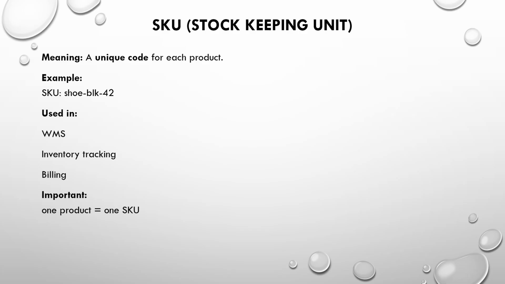Where is SKU used? SKUs are used in WMS, which is Warehouse Management System, inventory tracking, and billing and order processing. Always remember this rule, one product equals one SKU. If the product changes, the SKU also changes. So SKU is the backbone of inventory management and helps warehouses work accurately and efficiently.